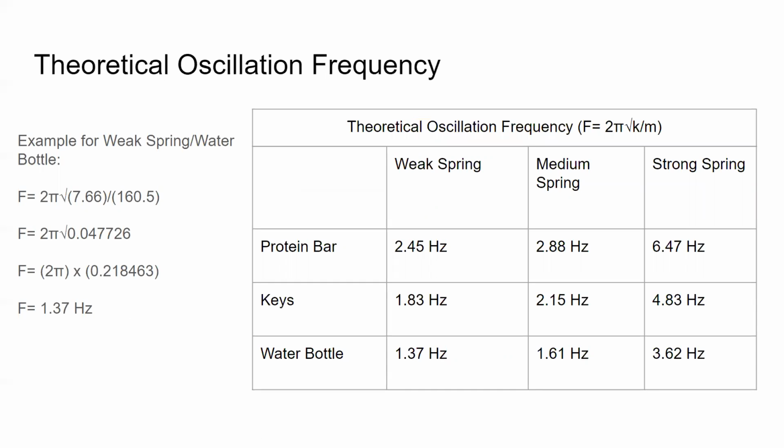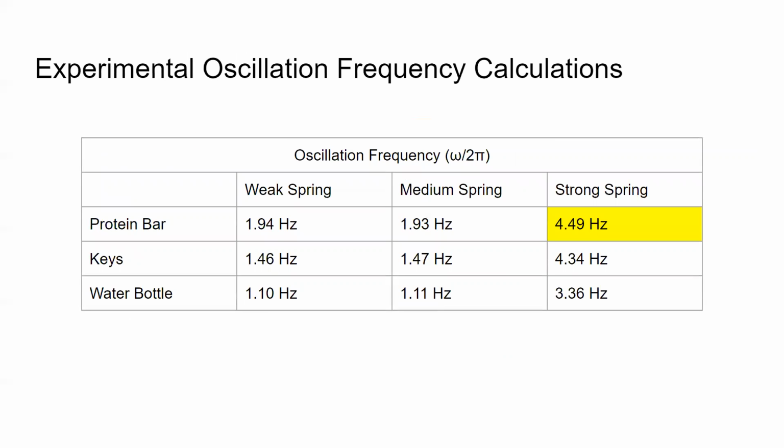The theoretical oscillation frequency is shown here for each trial and an example of the calculations done on the left. This shows the oscillation frequency using the data from the experiment. The highlighted section focuses on emphasizing our prediction for the results.